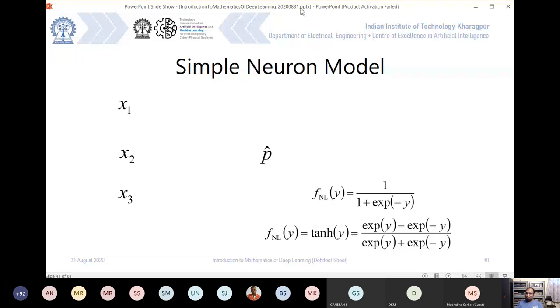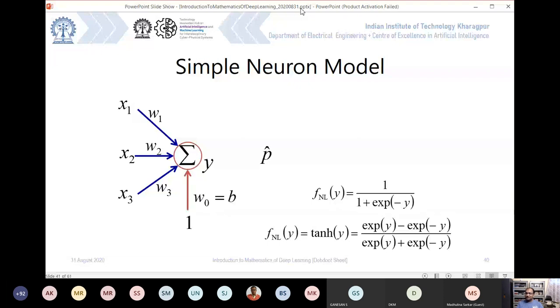Then what I can do in a simple neural net is add some weights: x1 into w1 plus x2 into w2 plus x3 into w3 plus some additional term called w0, and get an output called y, which looks something like this. And this can also be written down as a matrix multiplication in itself.